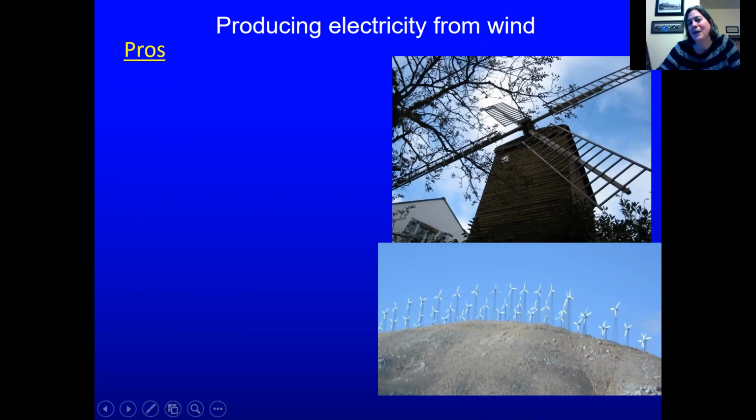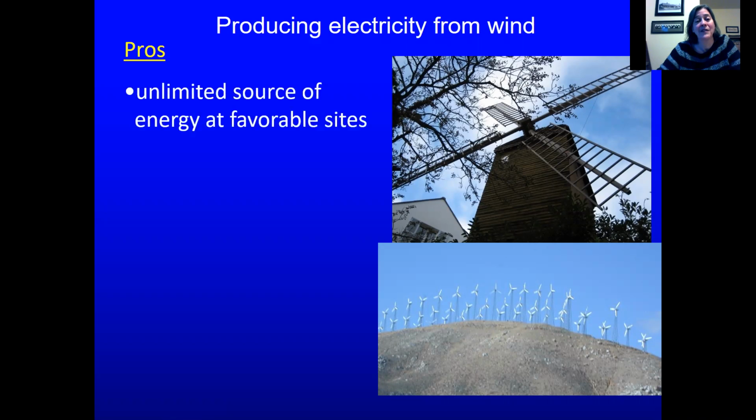I took this picture in Paris. We've had wind power for a long time, but it used to be used to do things like drive a mill to grind your wheat into flour. This is what we do with wind now. So, pros of wind power: unlimited source at favorable sites. We'll take a look at some of those.